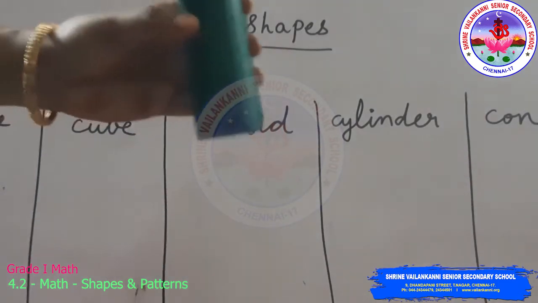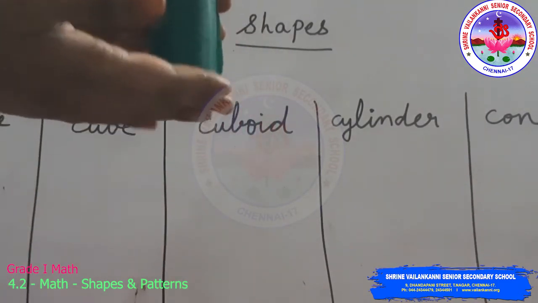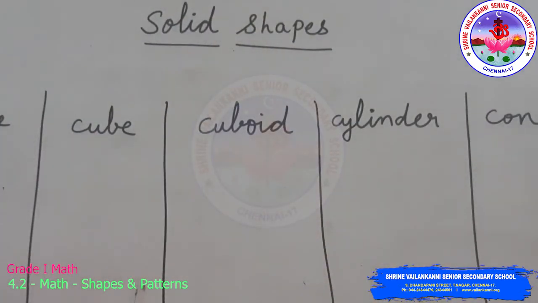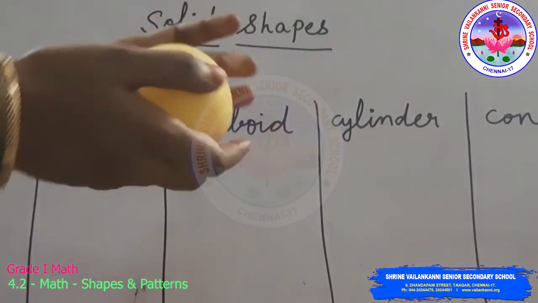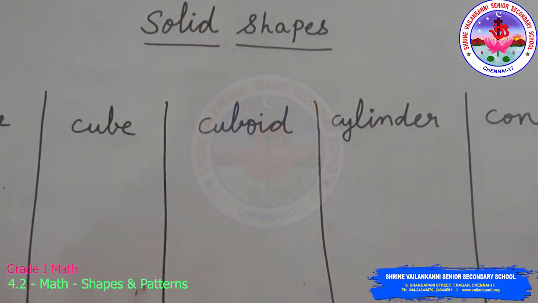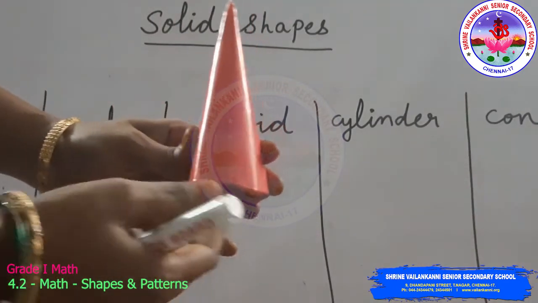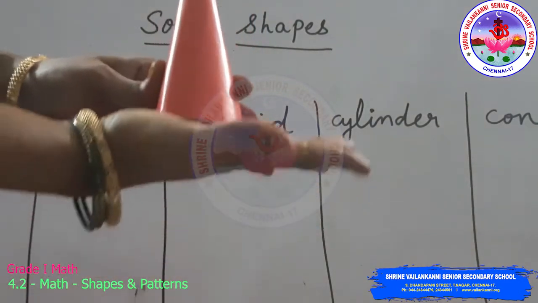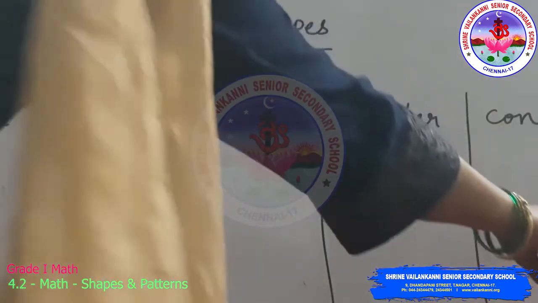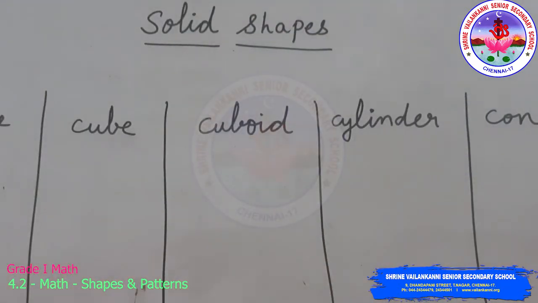This is a cylinder. Okay, cylinder. This is a sphere. This is a cone. See? This is a cone. Okay? So, these are the solid shapes you are going to learn.